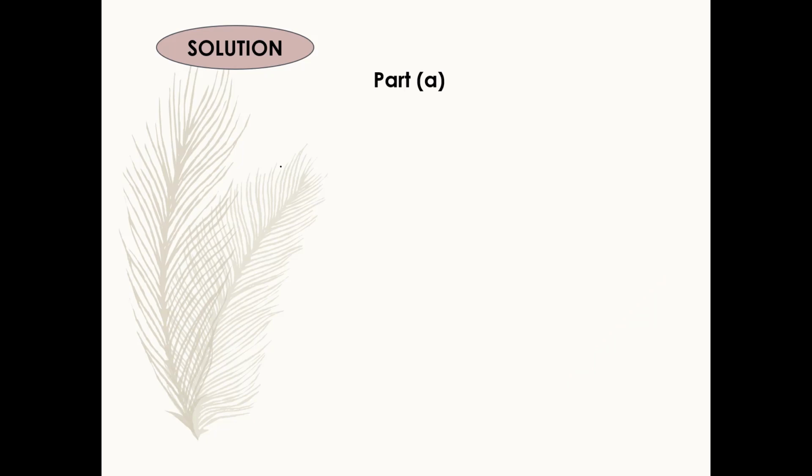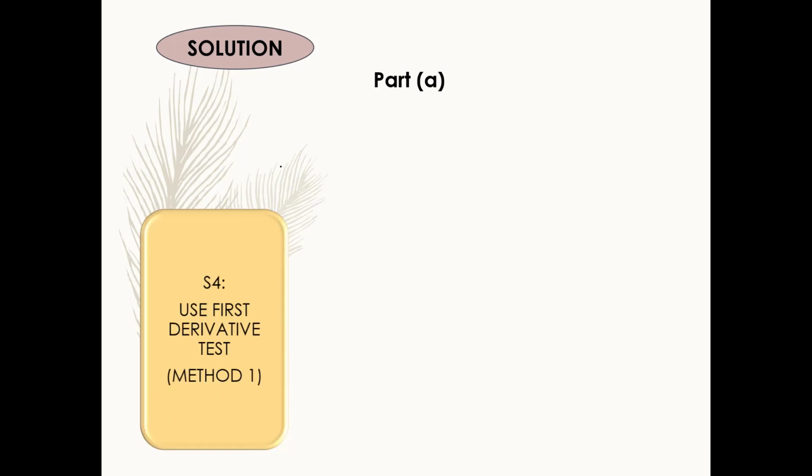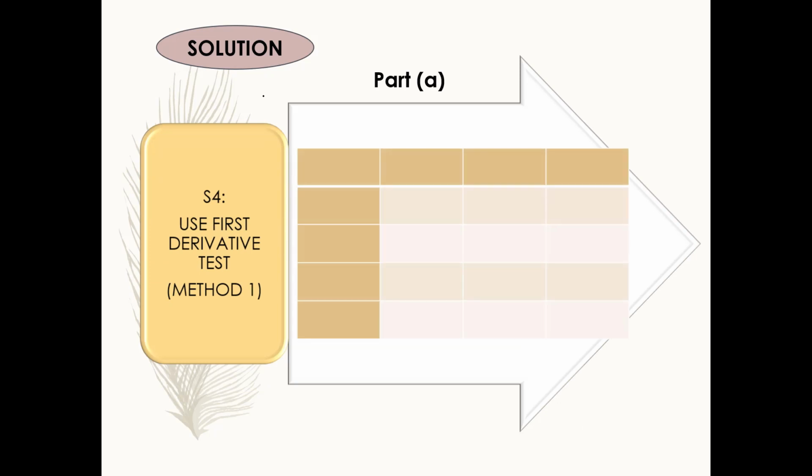Okay, so for part A, you need to find the nature of the points that we got in step 3. You can use either the first derivative test or the second derivative test, but first I will show how to use the first derivative test. So you need to draw a table and put the interval, the value of x, dy/dx, and then the last one is the conclusion. So first we go to the interval, we put negative infinity to negative 1, and then negative 1 to 1, and 1 to infinity. For the value of x, you can put a value in each interval, which is negative 10, 0 and 10.